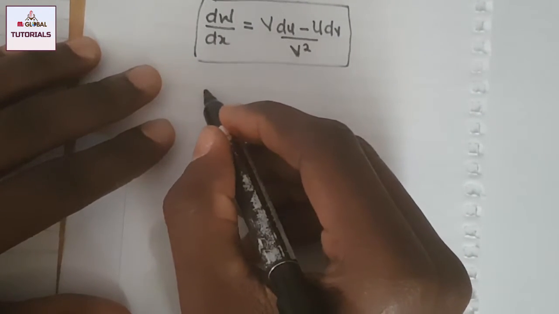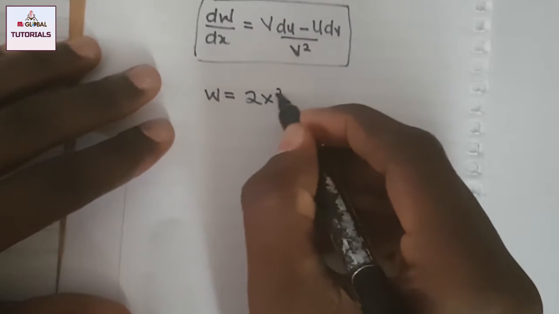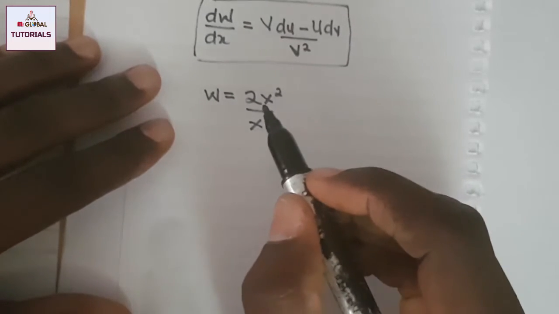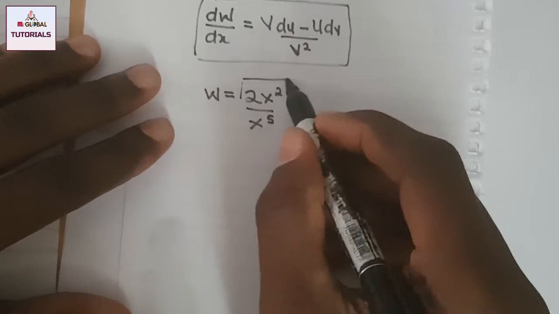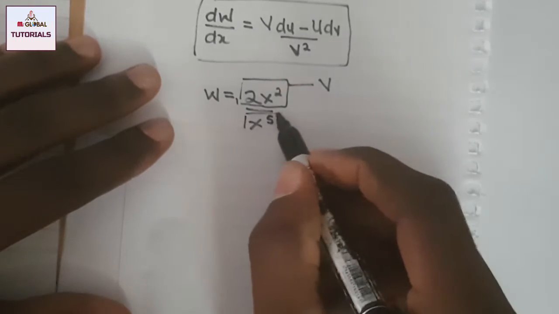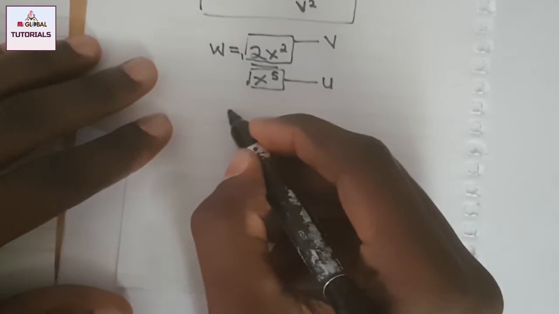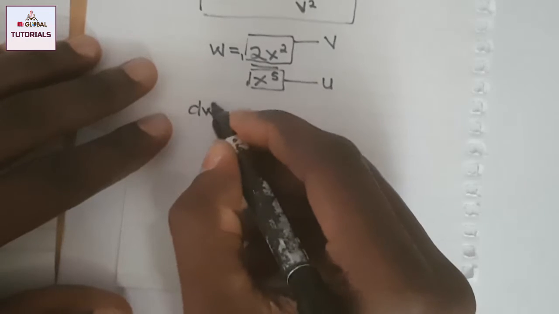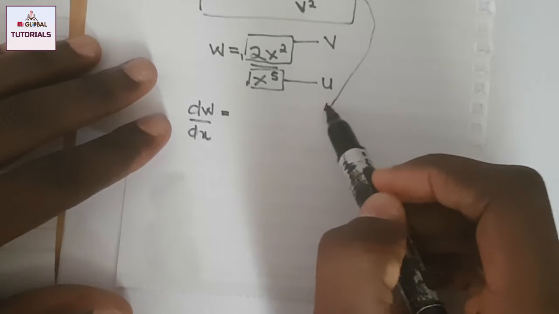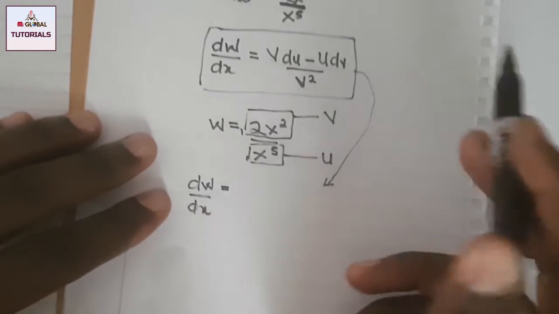Let's rewrite the question here. W is equal to 2x squared over x to the power 5. The reason why we are using v du is we classify the whole of the numerator to be v. Then we classify the whole of the denominator to be u. So we say dw over dx. This is a formula. We are rewriting it back here. Wherever you see v is the numerator. Wherever you see u is the denominator.